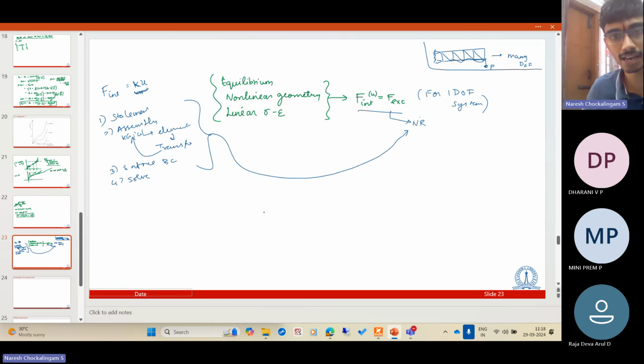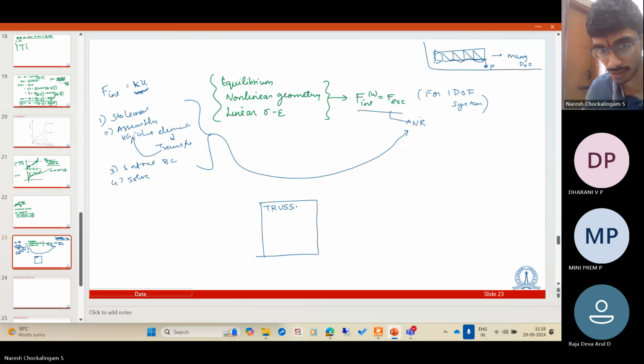So what will happen is we'll have the old code, the old truss code. Let us call it truss. This old truss code will do all the 4 steps. Now this entire thing is only going to give you F internal. And F external, we are supplying it, no problem. So once you get F internal, this entire thing has to get into Newton-Raphson iteration.